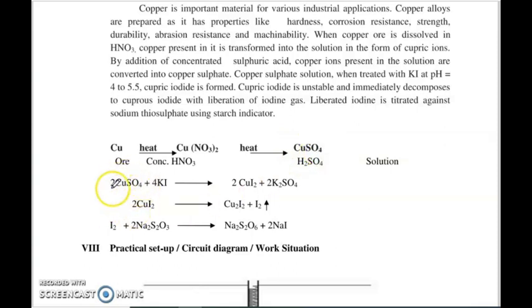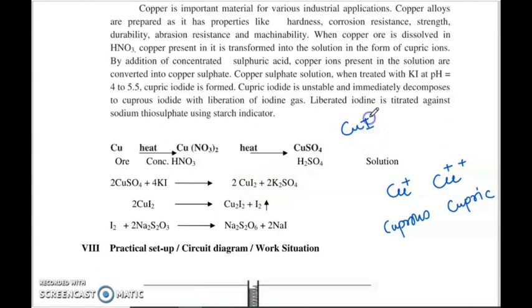After that, when this copper sulfate is treated with 4 molecules of potassium iodide, KI, cupric iodide is formed. See here, I already told you how to say cupric and cuprous. Copper has two valences, one is Cu1+ and the other is Cu2+. When it is Cu1+, it is cuprous, and this one is cupric. See here, the valency of iodine is -1, so -2 here, and copper has 2. So it is cupric iodide. The name of this product is cupric iodide.